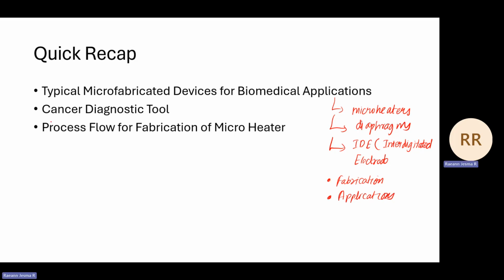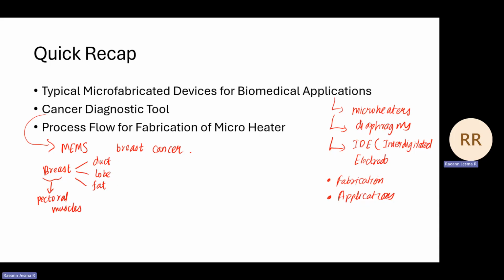Another topic that we saw was cancer diagnostic tool. In it, we saw how MEMS is used for cancer diagnosis, especially for breast cancer. We also saw the anatomy of a breast. The breast generally comprises three types of tissues: duct, lobe, and fat. The breast is supported by the pectoral muscles.